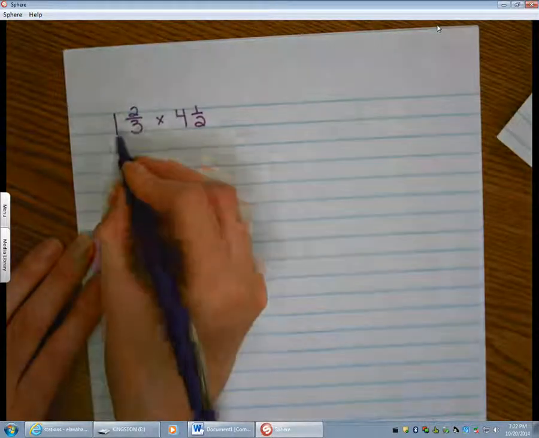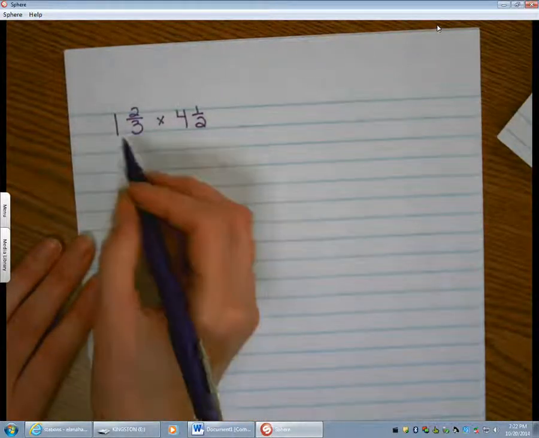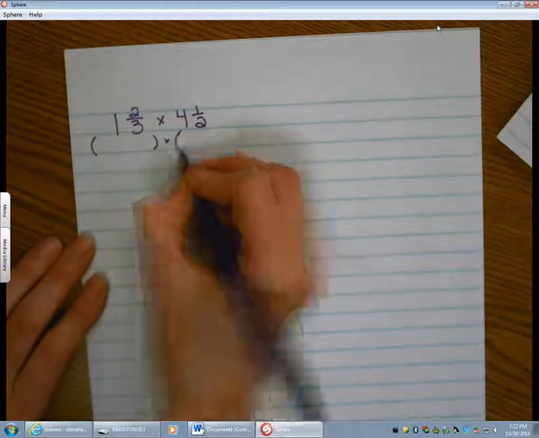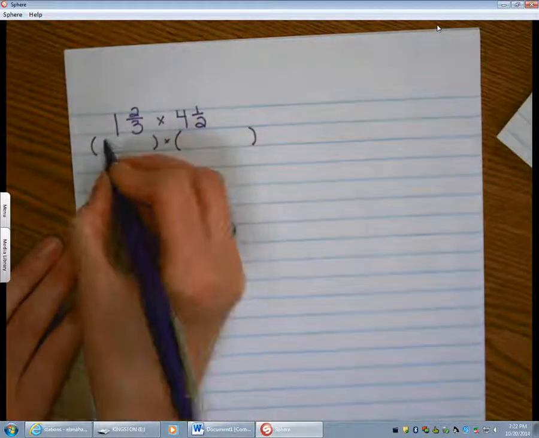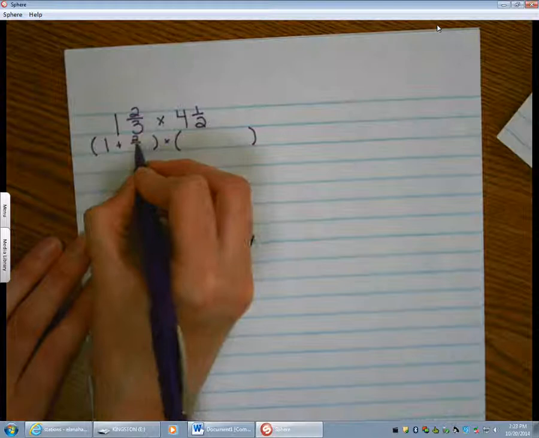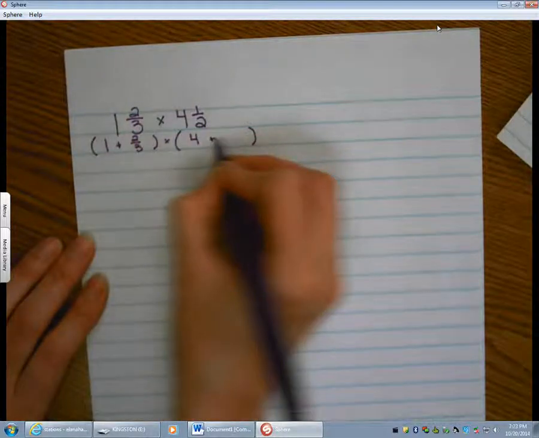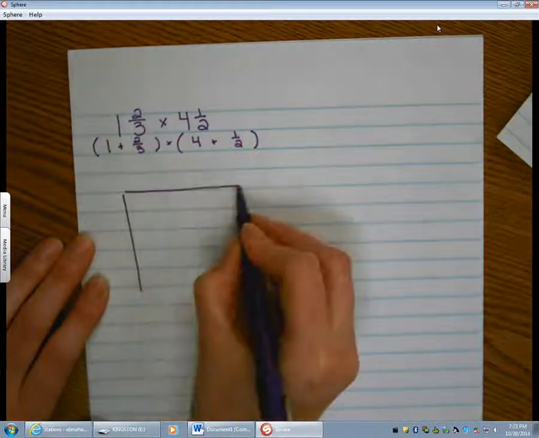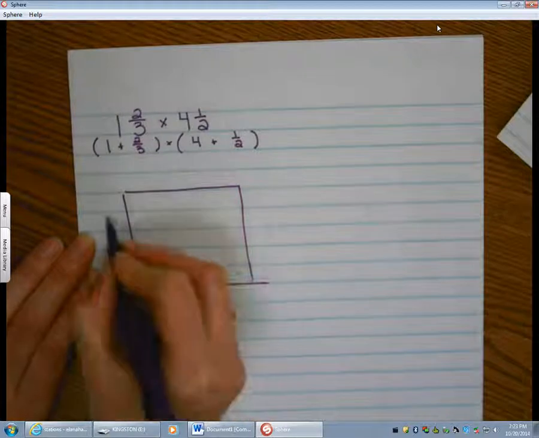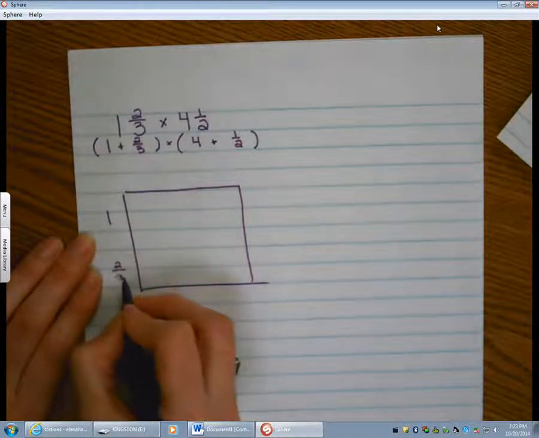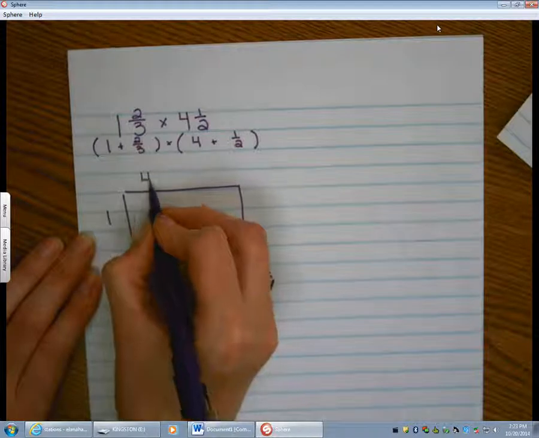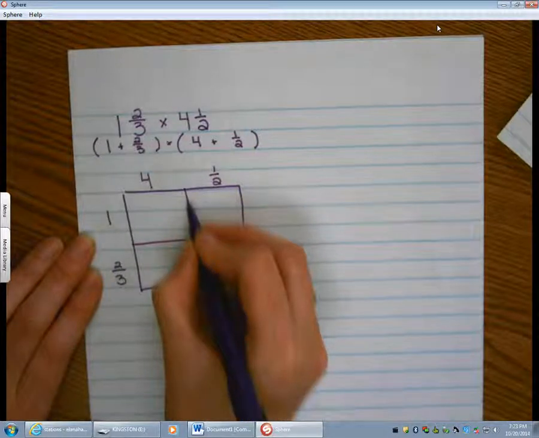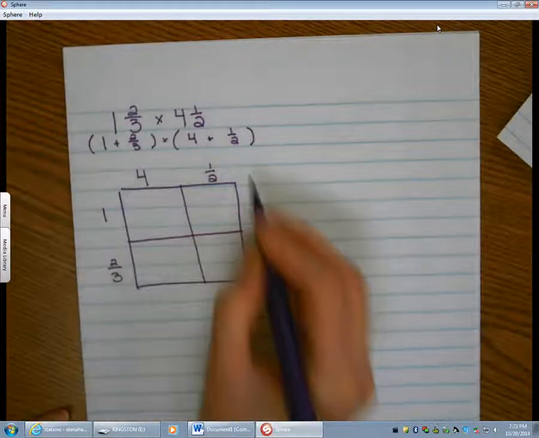And again, I'm going to separate my mixed number into both their whole number part and their fractional part. So this would be 1 plus 2/3, and this would be 4 plus 1/2. And that's going to help me set up my area model. 1 whole and 2/3. 4 whole and 1 half. Then I'm going to just multiply.